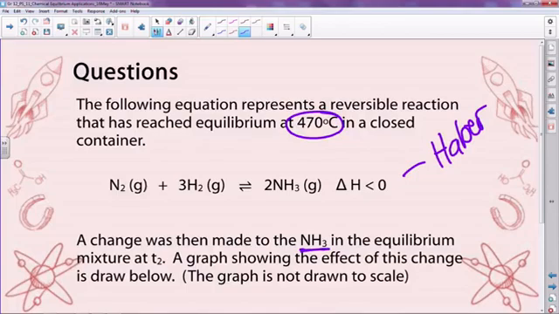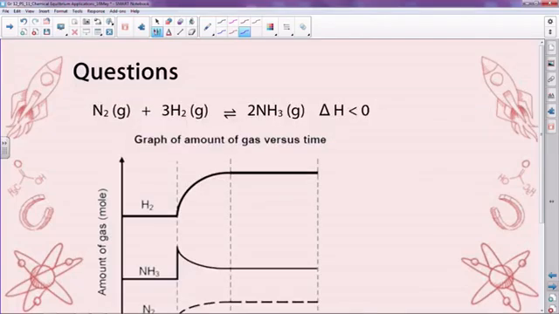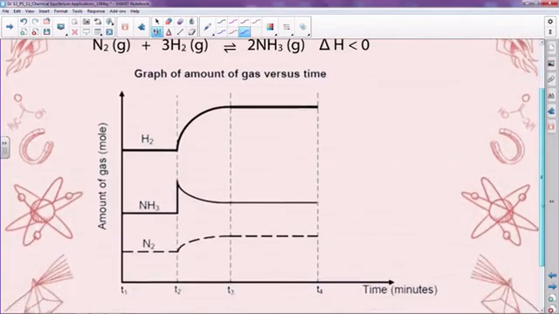I'm going to show you the graph in a second. And a graph showing the effect of this change is drawn below. The graph is not drawn to scale, and here is the graph, okay? And this was done at 470 degrees Celsius.